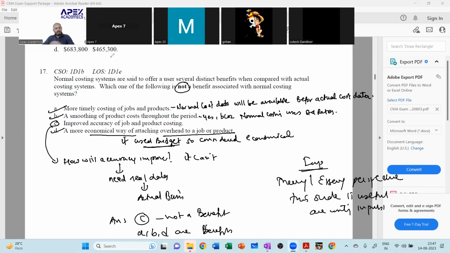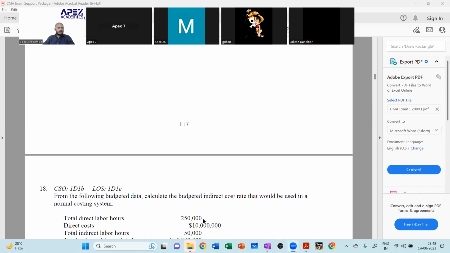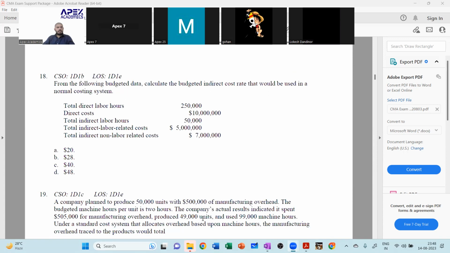Right. Let's go ahead. Question number 18. From the following budgeted data, calculate the budgeted indirect cost rate that would be used in a normal costing system. So that's question number 18. Let's go ahead now.